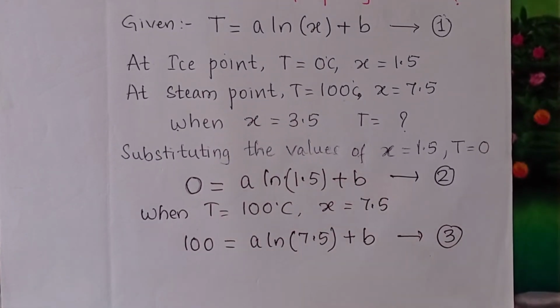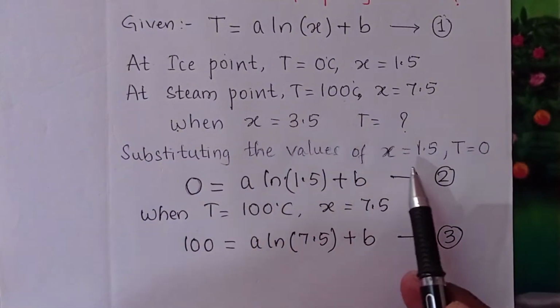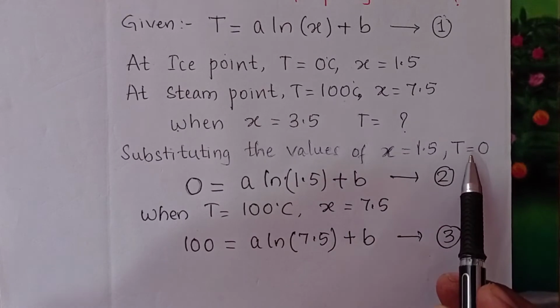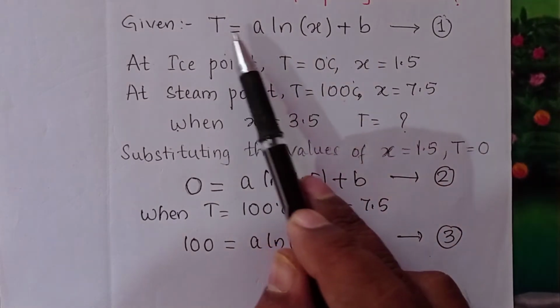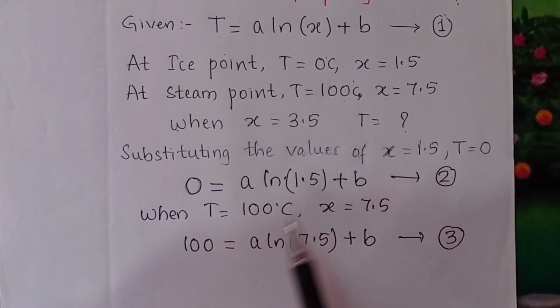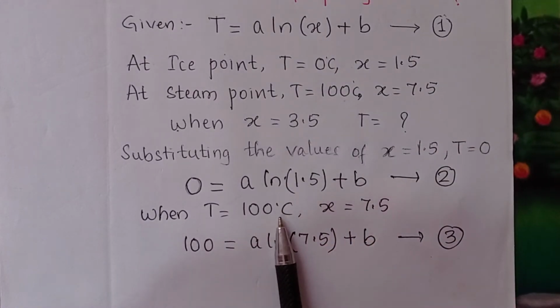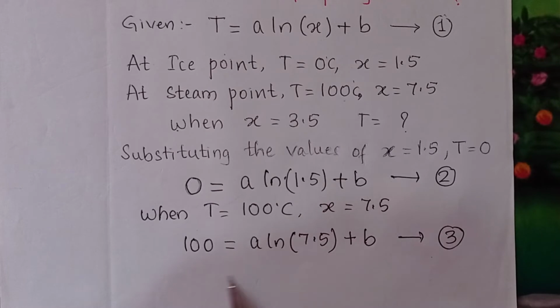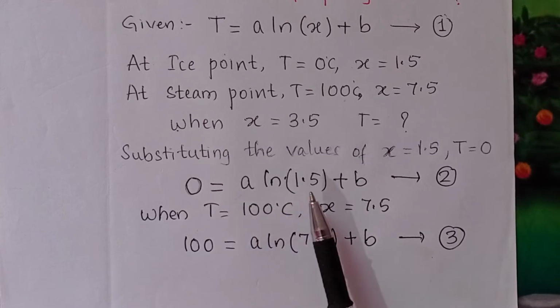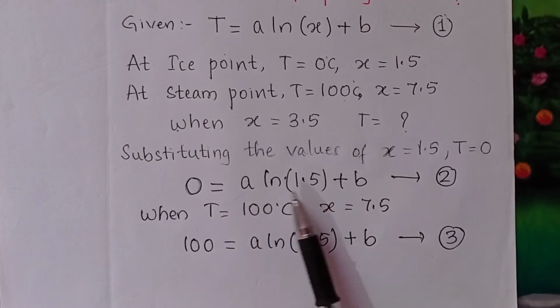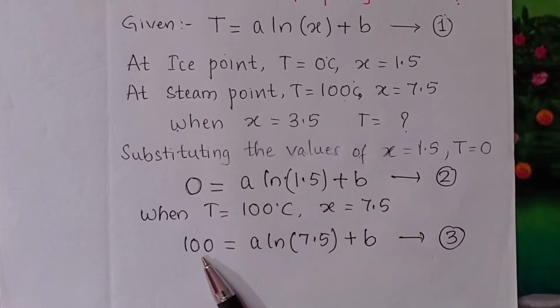So I have substituted the values, that is when t is equal to 0, x is 1.5. I am substituting in the above equation, that is t is equal to A ln x plus B, and when t is equal to 100, I am substituting the value of x as 7.5. So what do I get? I get the equation as, for the first case, 0 will be equal to A ln 1.5 plus B, and 100 will be equal to A ln 7.5 plus B.